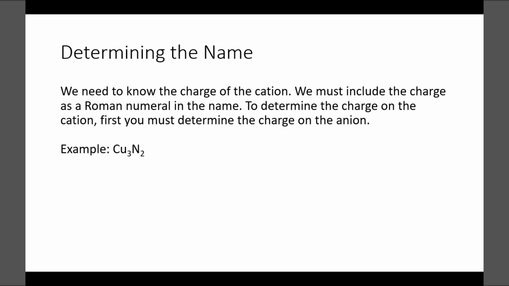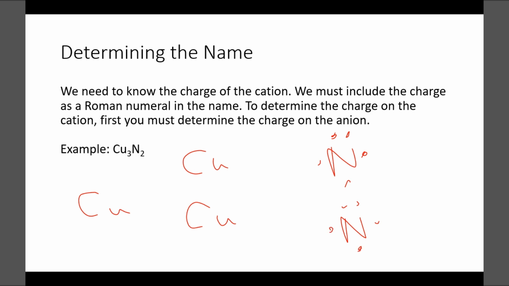We can use our Lewis structures. So I know I have 3 coppers, again, same thing, and I have 2 nitrogens. Okay, I know that each nitrogen has a total of 5 valence electrons. Based on the periodic table, it's in group 5 or group 15. It has 5 valence electrons. Each nitrogen needs to gain 3 more electrons, so that it has a total of 8.